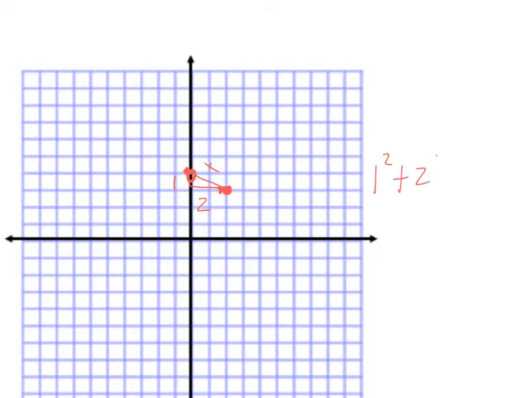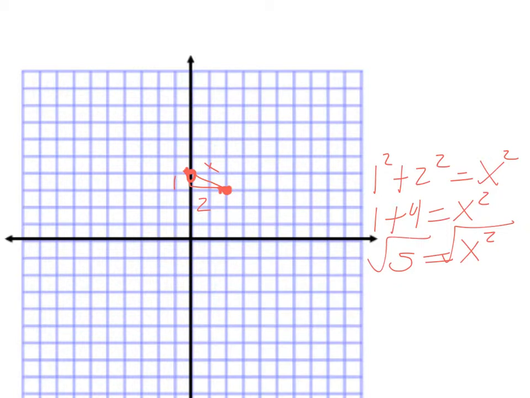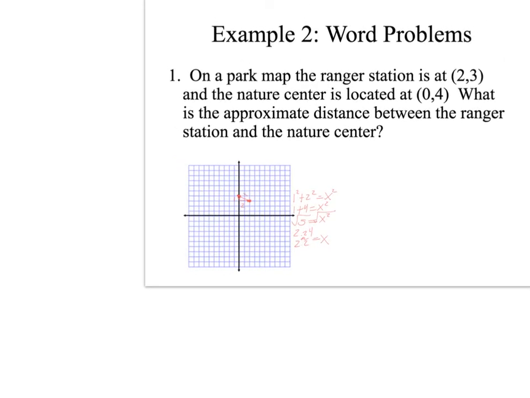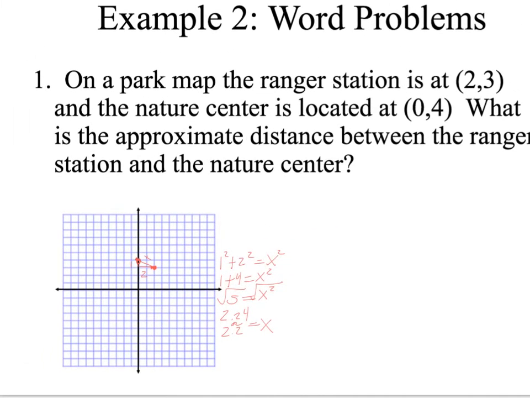So 1 squared plus 2 squared needs to equal x squared. 1 plus 4 needs to equal x squared. So 5 needs to equal x squared. Square root each side. Square root of 5, we're getting 2.24 or 2.2 as our x. Zooming back out, again, it didn't give us any sort of inches, feet, miles sort of information. So you would just go with 2.2 as being the approximate distance.